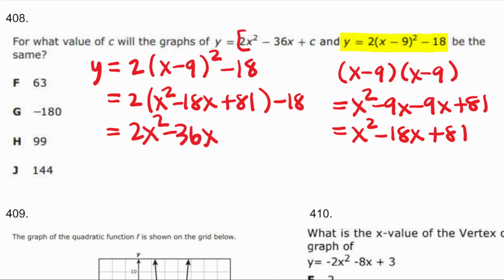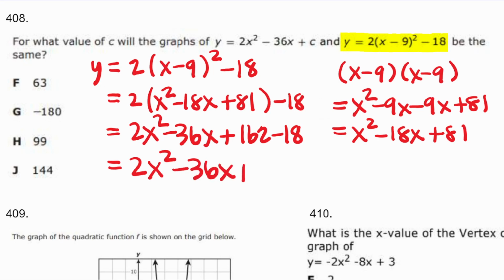So it's 2x squared negative 36x. Okay, that's a good sign because we're matching up with those. So it's really just an issue of what do I have left. That's plus 2 times 81, which is 162. And if I subtract 162 minus 18, the only one that's even close to that is 144. Let me think about that. If I had subtracted 20, I'd have 142. Yeah, so this is going to equal 2x squared negative 36x plus 144.